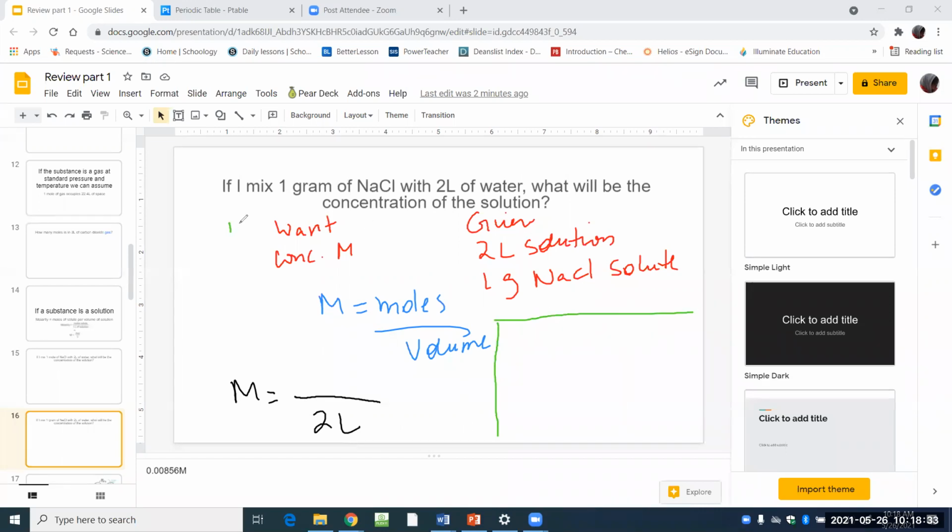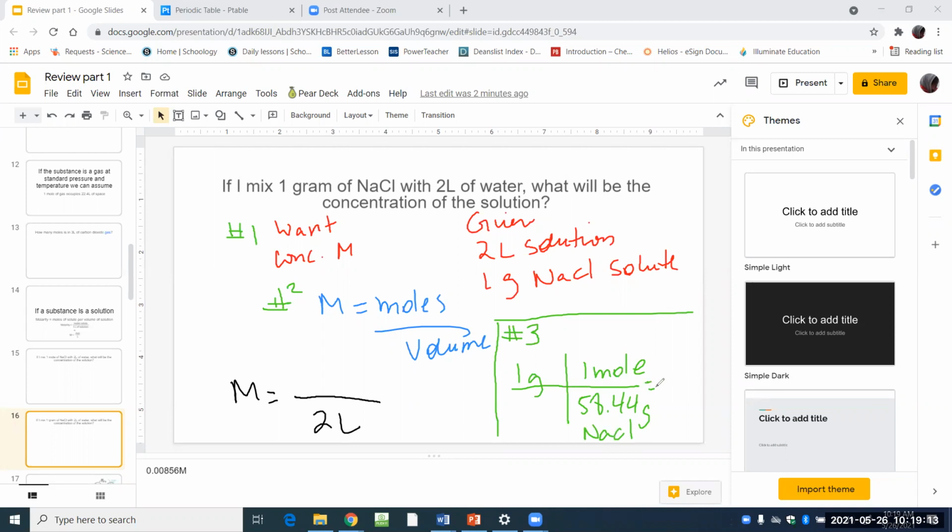Here we have step 1. Here we have step 2. This is going to be step 3. In step 3, I'll do this quickly because you can go back to the previous problems to see how I put this together. 58.44 grams in 1 mole. This is the molar mass of NaCl. Go back and look at the periodic table to figure out how I got the 58.44. You just need to add the 2 masses, one of Na, one of Cl.